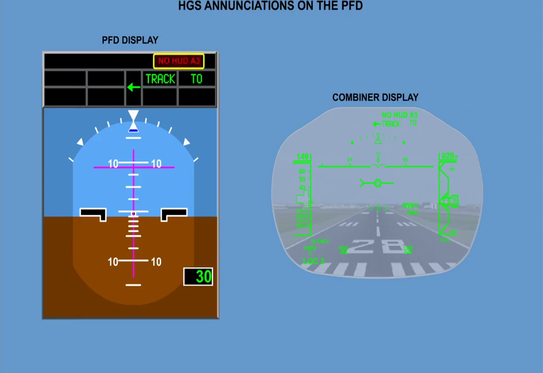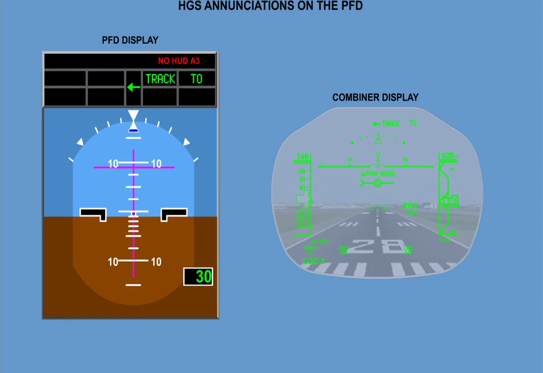During A3 approach operations, and when the aircraft is below 500 feet ASL, the enunciation "No HUD A3" in red letters shows on PFD to indicate that the HUD A3 guidance function is no longer available due to system or sensor failures or data miscompares.